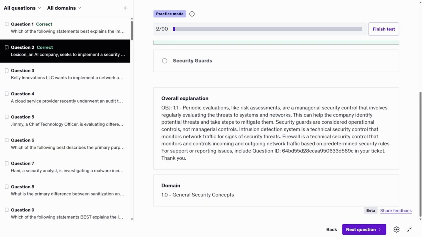Security guards are considered operational controls, not managerial controls. Intrusion detection system is a technical security control that monitors network traffic for signs of security threats. And firewall is a technical security control that monitors and controls incoming and outgoing network traffic based on predetermined security rules.